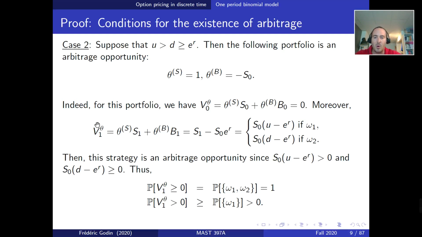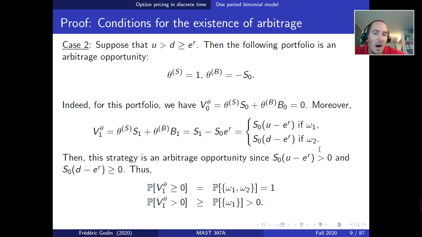Furthermore, at time 1, we can use the definition of the portfolio value, which is theta S times S1, the number of shares of the stock times the stock value at time 1, plus the number of shares of the risk-free asset times its value at time 1. Here theta S is 1, so this is S1, and B1 is exponential of r, and theta B is minus S0, so we obtain this quantity. Again, we can study the two cases. S1 can either be S0 u if the stock price goes up, or S0 d if the stock price goes down. So these are the two possible values at time 1 for the portfolio value.